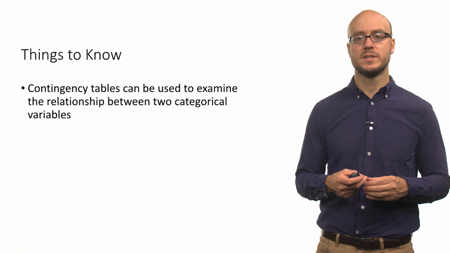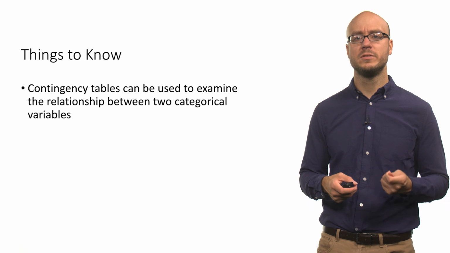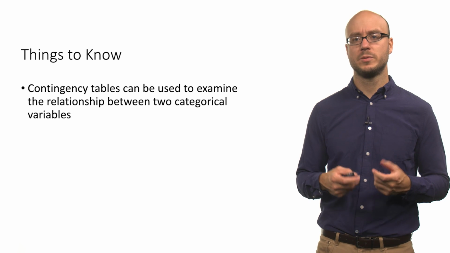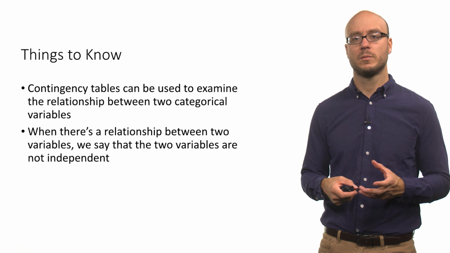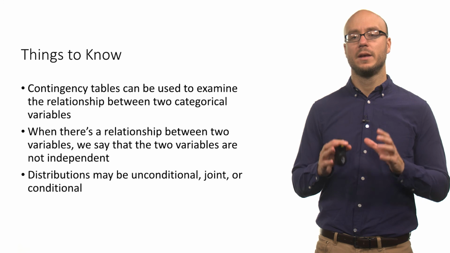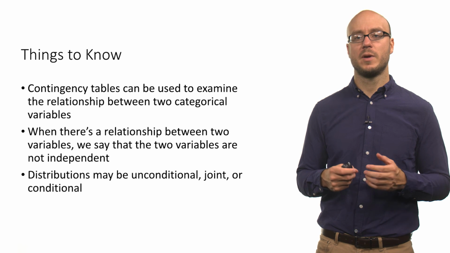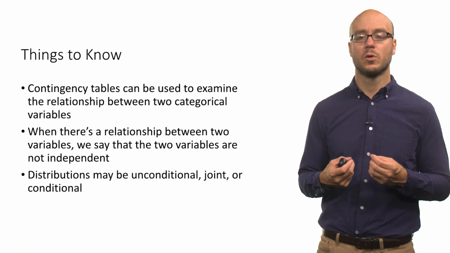The key points for this part in our discussion of categorical data are that contingency tables can be used to examine the relationship between two categorical variables. When there's a relationship between two variables, we say that the two variables are not independent. And finally, distributions can be talked about as being unconditional, joint, or conditional. And that concludes our discussion on categorical data as it relates to contingency tables.